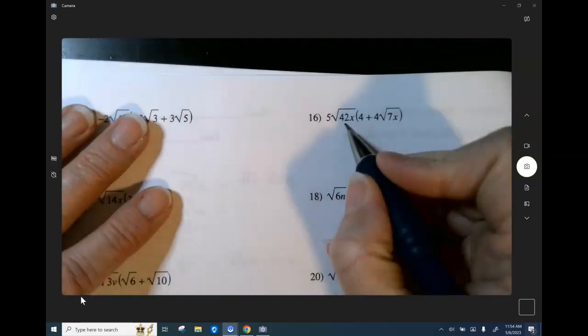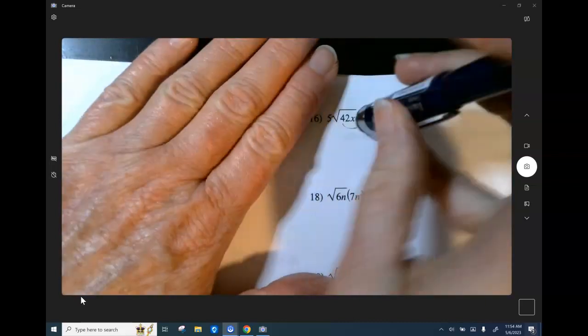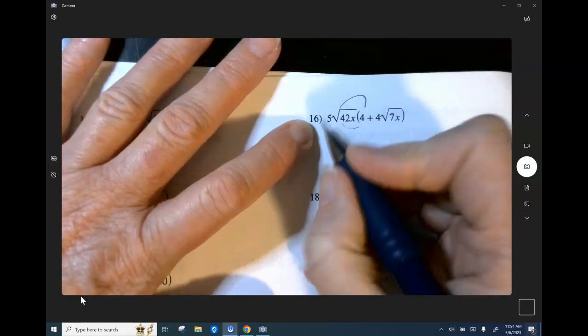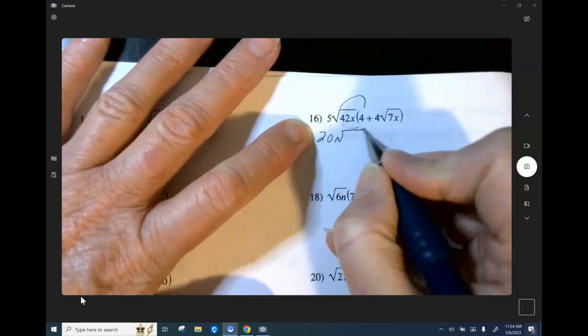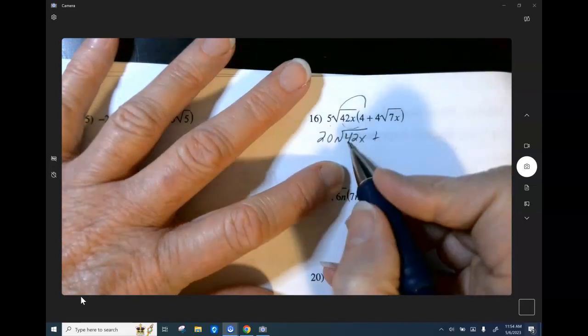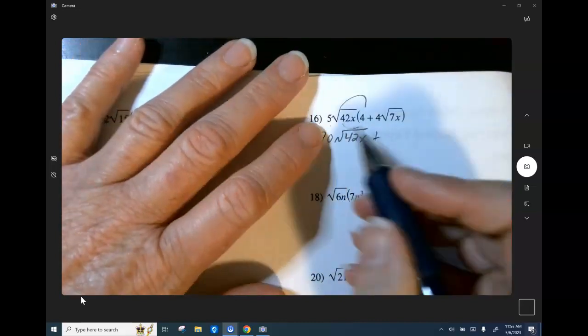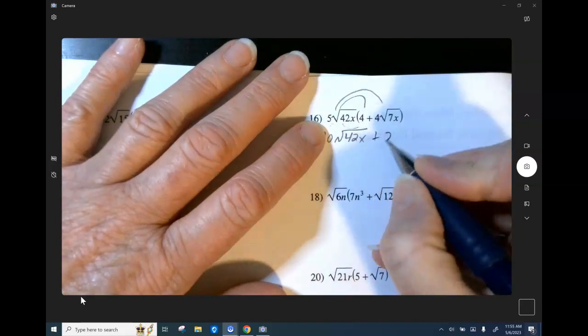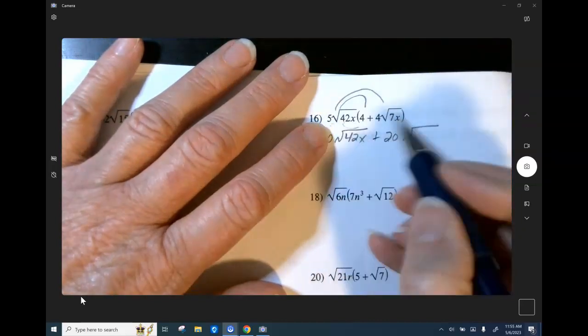Okay, so now we're going to distribute again. I'm going to draw it up top so I have more room. I'm going to distribute this to this. So 5 times 4 is 20. Square root 42x. Okay? And we'll go back in just a bit and see if we can simplify that. Now we're going to take 5 times 4. 5 times 4 is 20. Square root of 42 times 7.